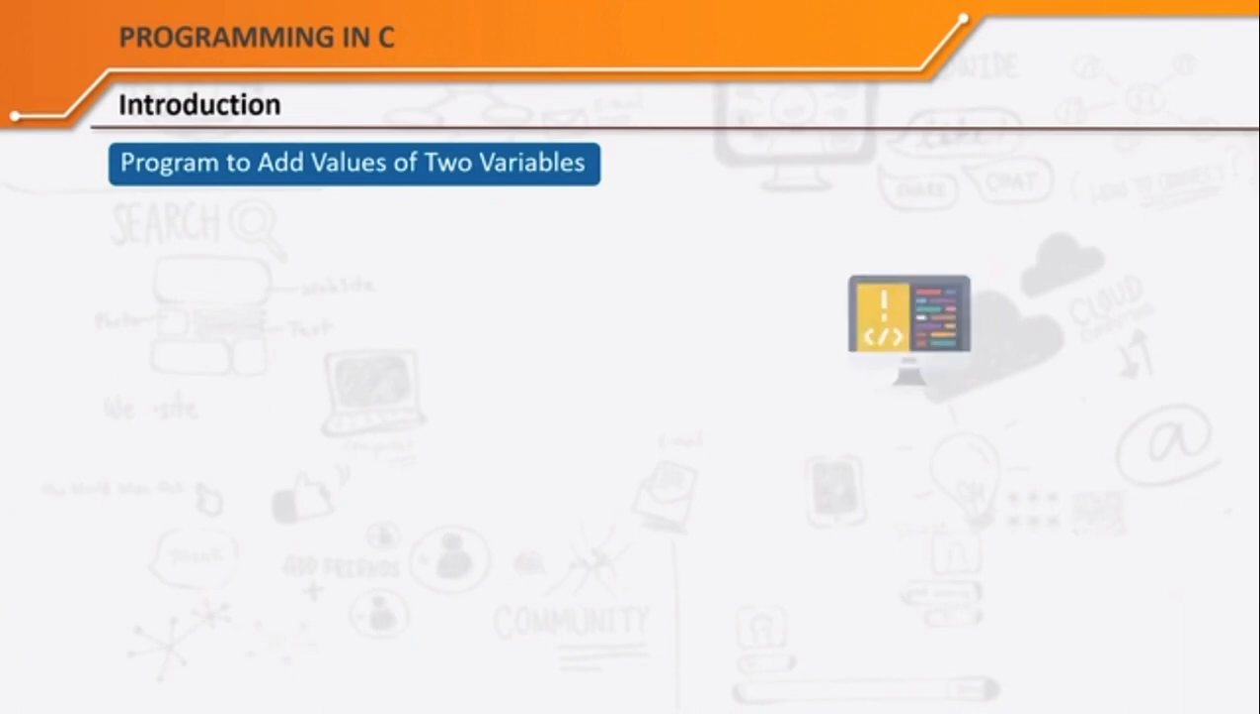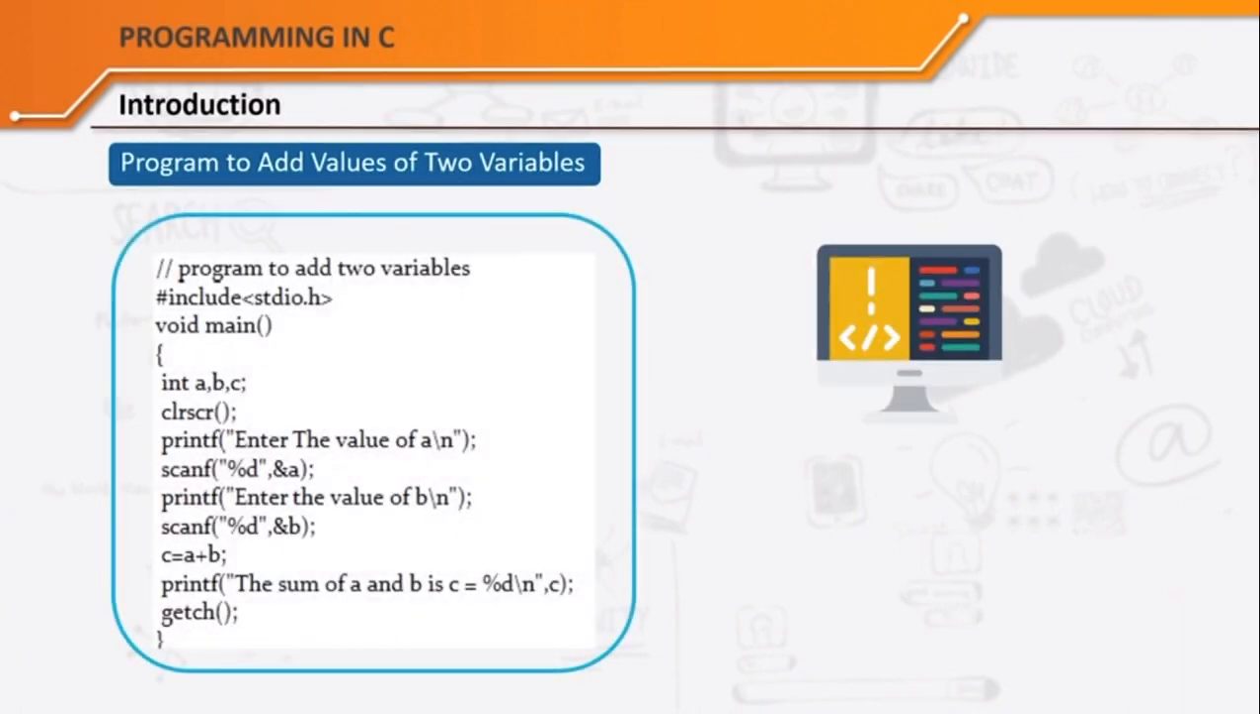This is a program to add two variables. So we have a variable A and we have a variable B. Both A and B have to be added, and then the value of A plus B has to be stored in another variable which is C, and then we have to display the value of C.